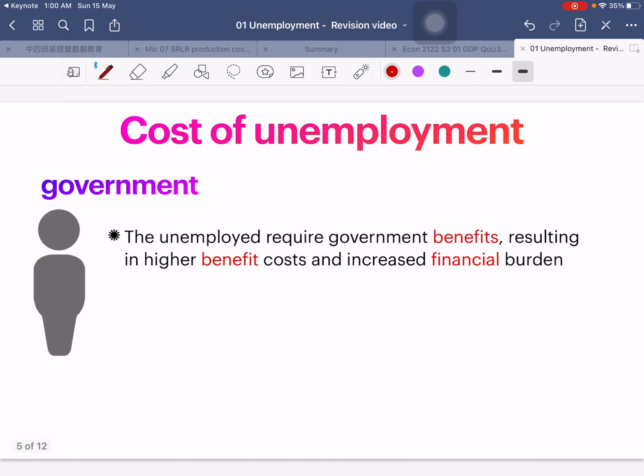And then second, about the government. Government is simple, because when there are some people unemployed in the society, the government has the role to support these people. But by supporting them, they have to offer some benefits, right? Including some cash subsidies, or some living houses or temporary houses. All of these will increase the financial burden of the government.